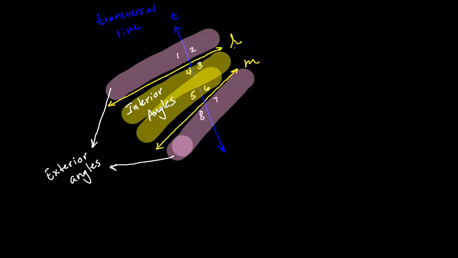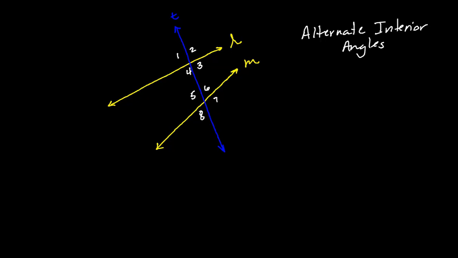So now let's go ahead and, based on this information, look at 4 new definitions of pairs of angles. The first set of pairs of angles are called alternate interior angles. Now, don't worry about writing all this stuff down. It's already in your notes, but I just want you to pay attention so you can understand what the definitions are.